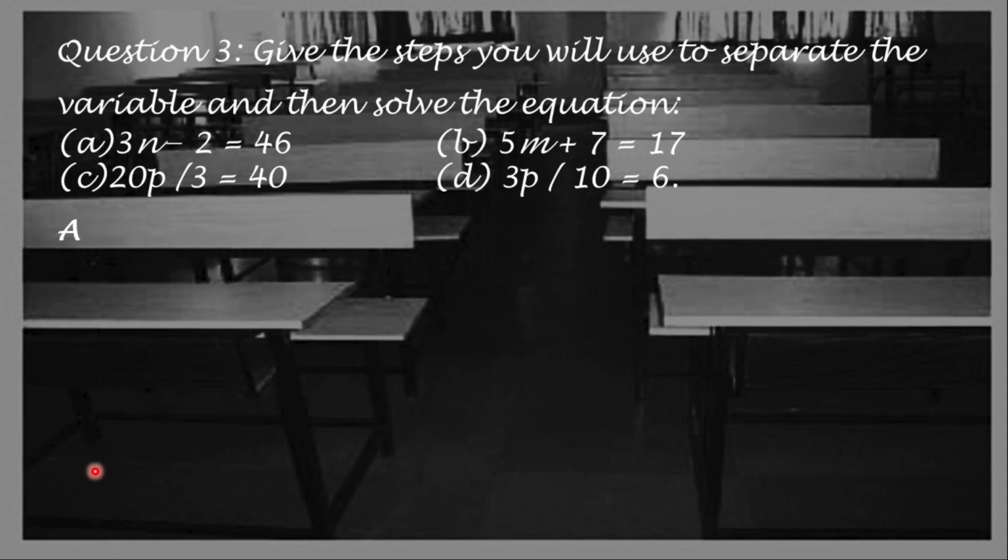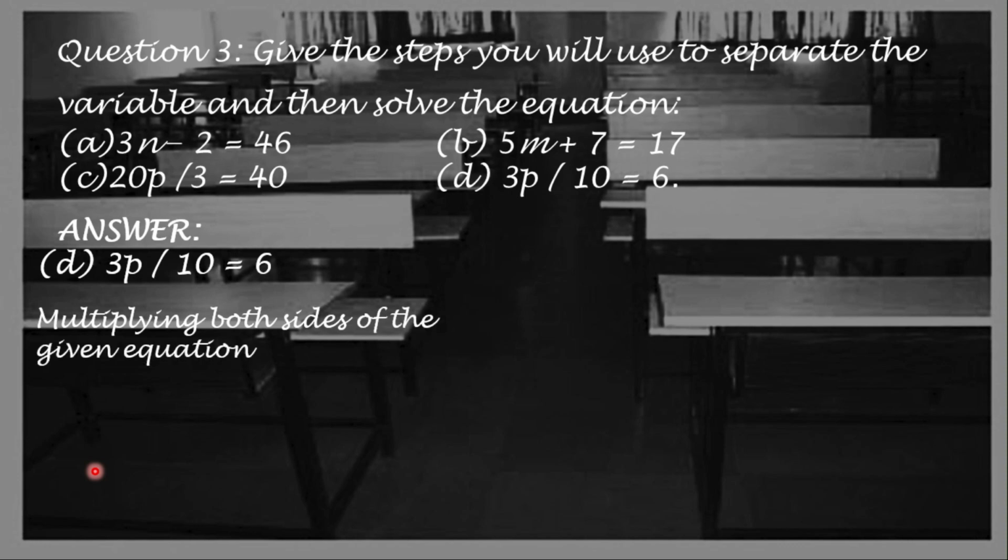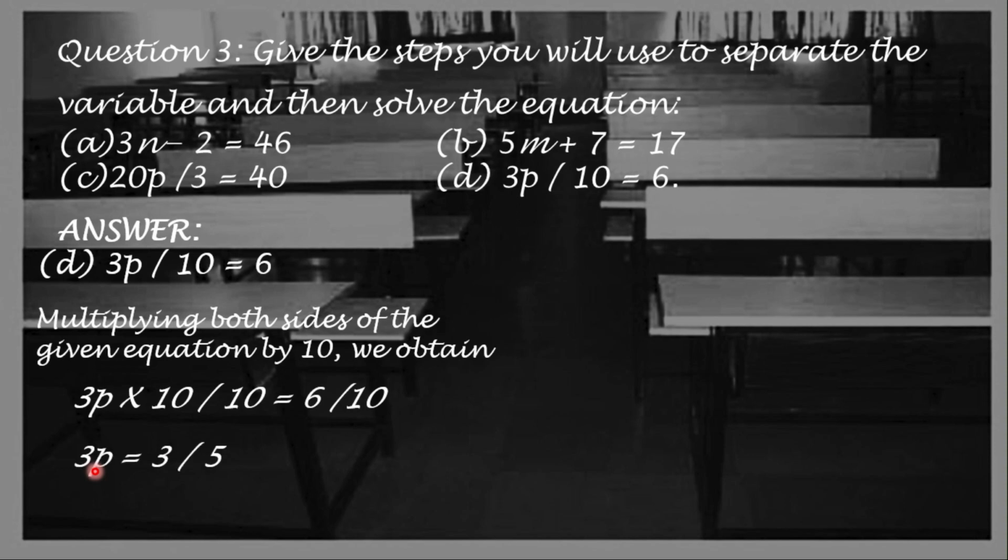Now the next part I am going to do D. 3p upon 10 equals to 6. So now what you need to do in this case? First you multiply 10 both sides. What you will get here? 3p multiplied by 10 upon 10 is equal to 6 upon 10. So after reducing you will get here 3p equals to 3 upon 5.